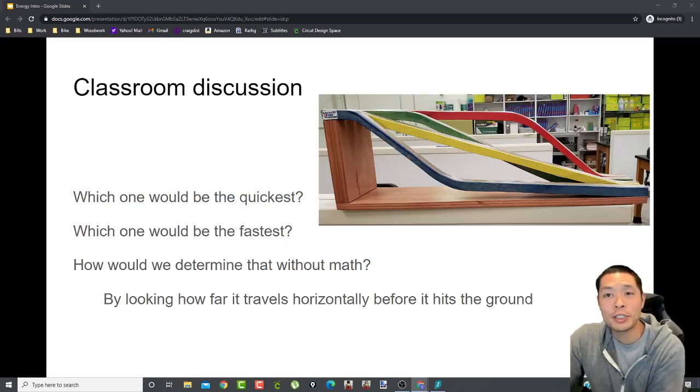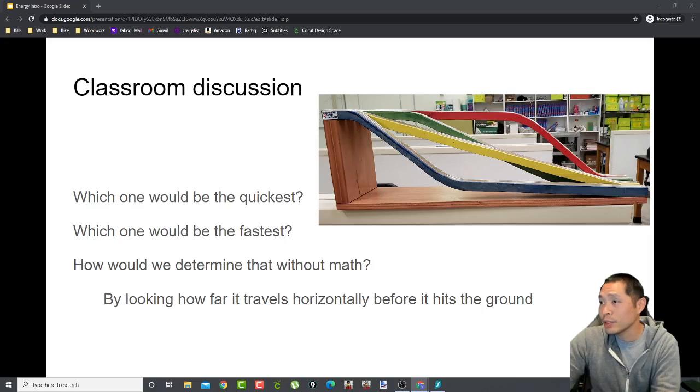Back to this original one, and then we can look at our polls. Hopefully everybody was able to vote. So most of us say the yellow one's going to be the fastest down, and most of us said the red one is going to be the quickest down.